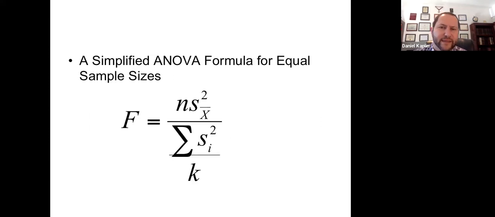Now, here is a simplified formula for an F value for equal sample sizes. If you take n times the variance of the sample means, and divide that by the sum of the variances for the individual groups divided by the number of groups, you could calculate the F value. People don't use this formula. People use the formulas that I've given you.